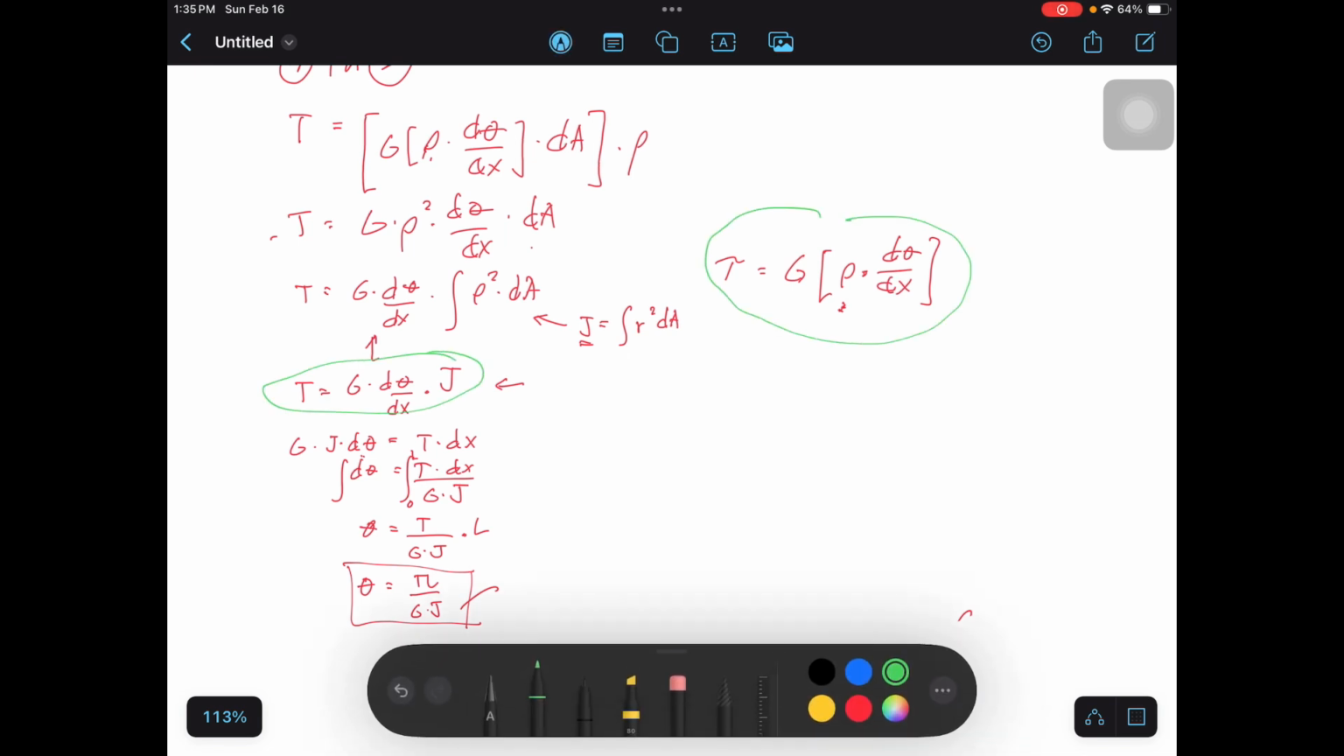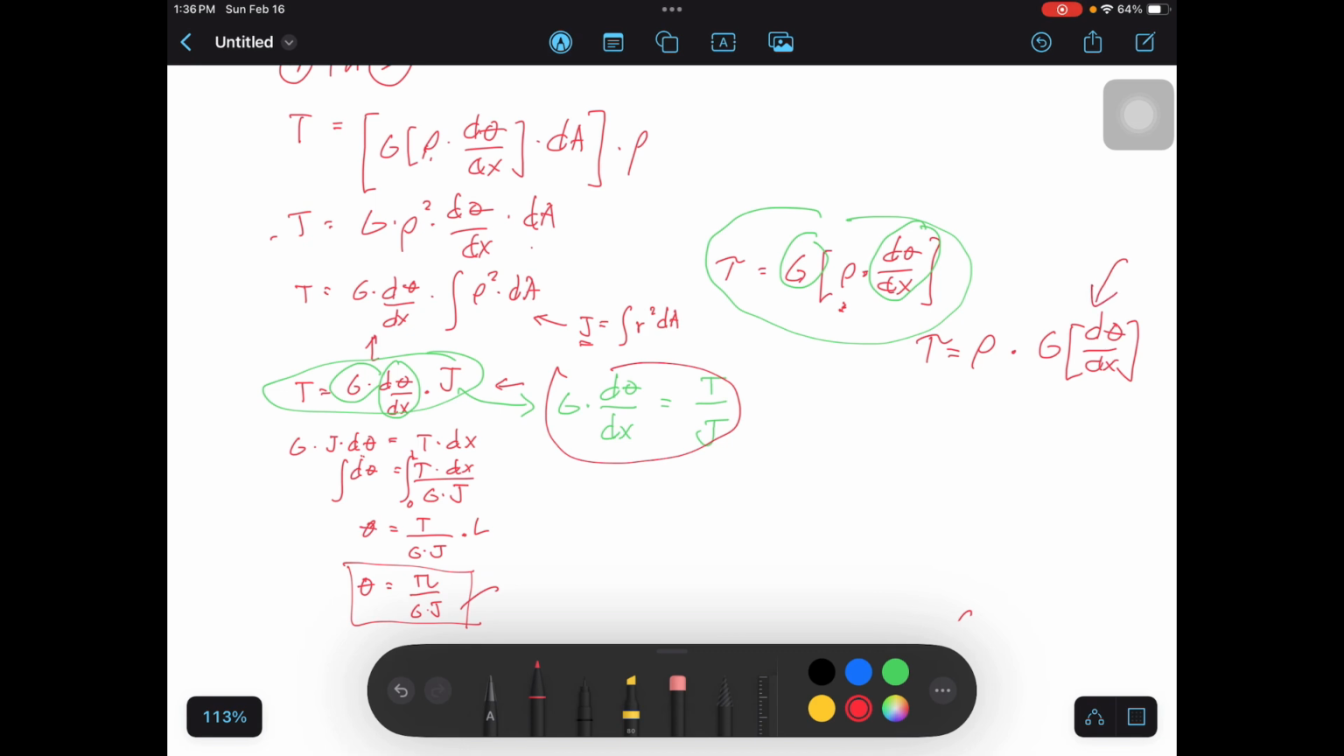So, this one and this one may similar silang mga parameters. Ito and ito, maka-cancel out natin sila. Isolate natin si G times d theta over dx. So, magiging T over J na lang. And then, ipagpalit natin siya dito. Rewrite natin itong si tau para magkasama yung mga dapat nating i-cancel or palitan. So, ipalit na natin ito. This equation, ilagay natin dito. So, magiging tau is equal to rho times T over J. So, makukuha mo yung shear stress at any radius from the center point.